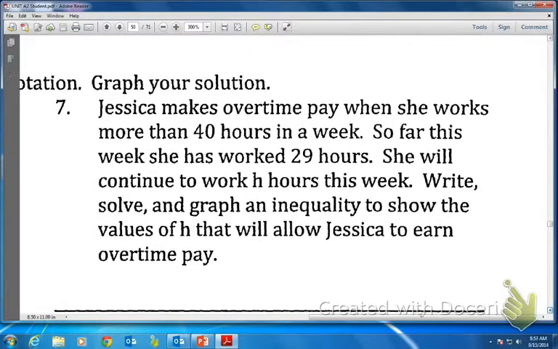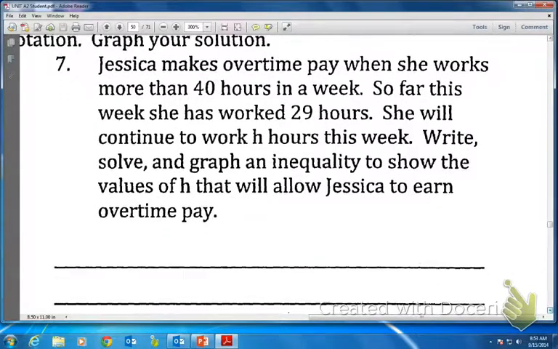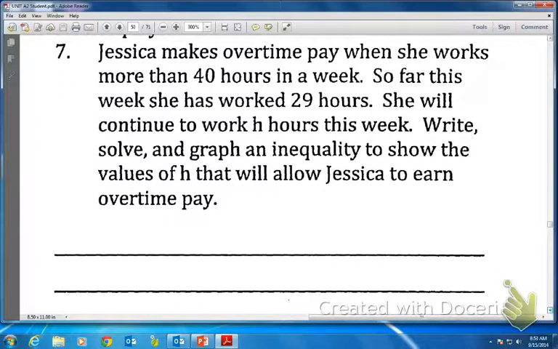Alright, so it says, Jessica makes overtime pay when she works more than 40 hours in a week. So far this week she has worked 29 hours. She will continue to work H hours this week. Write, solve, and graph an inequality to show the values of H that will allow Jessica to earn overtime pay.